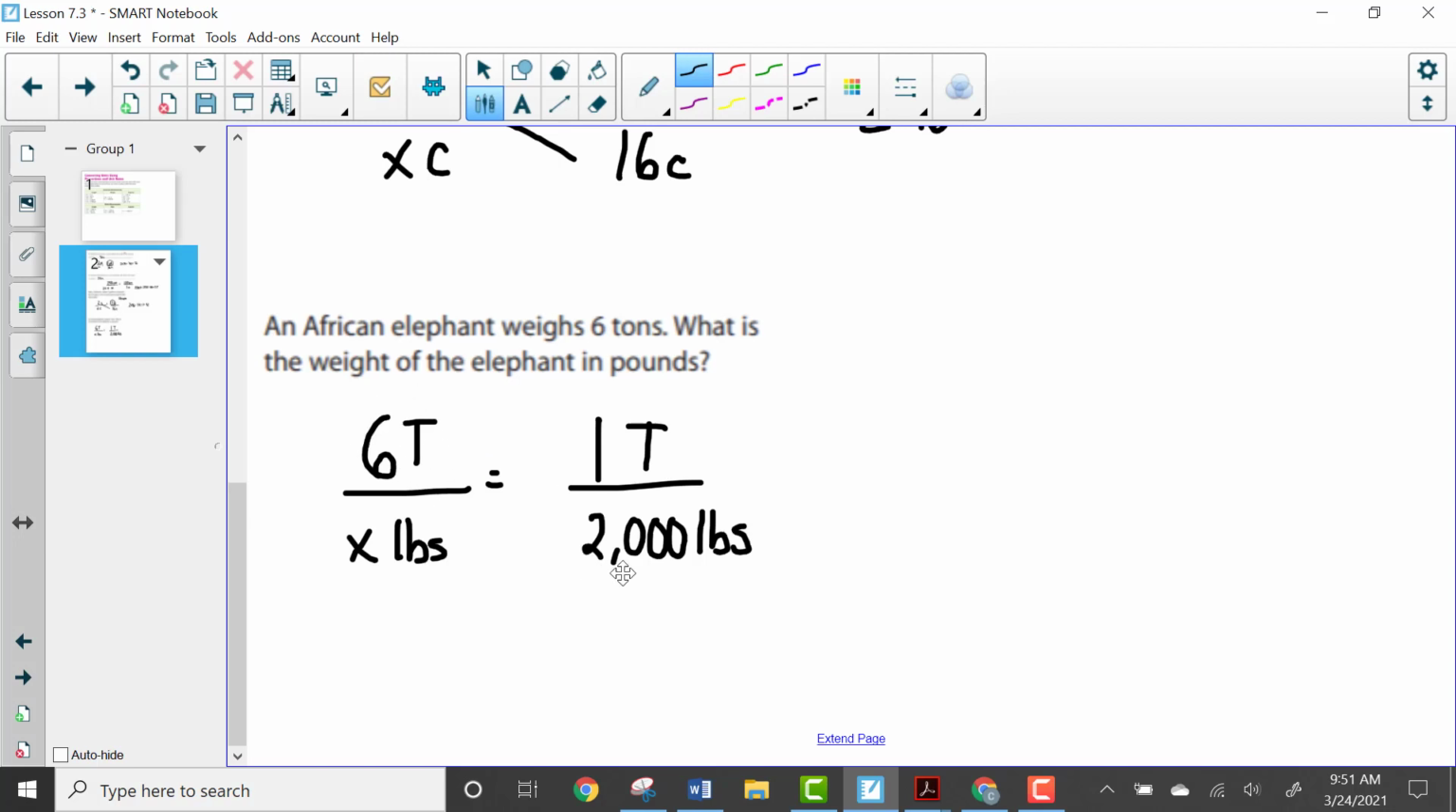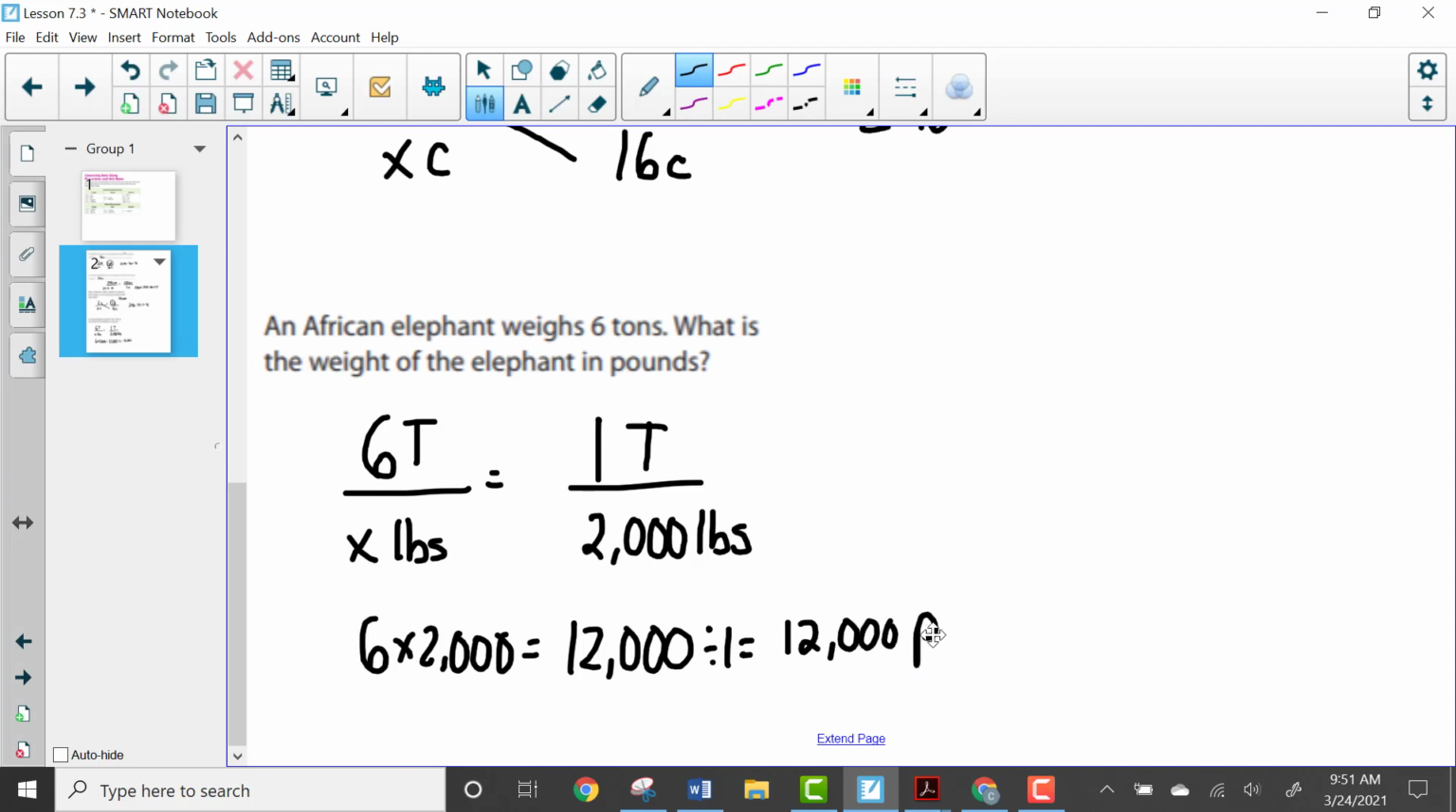So setting this up as a proportion, hopefully you did this, 6 times 2,000. Cross multiply. It's going to be 12,000. And we divide by that number we did not cross multiply with. That's going to be 1. And that's going to give us our answer of 12,000 pounds. So we can see the answer for problem number 4 on page 188 is 12,000 pounds.